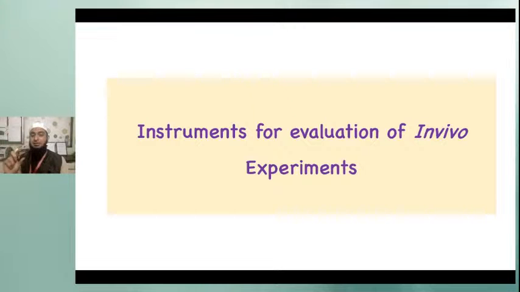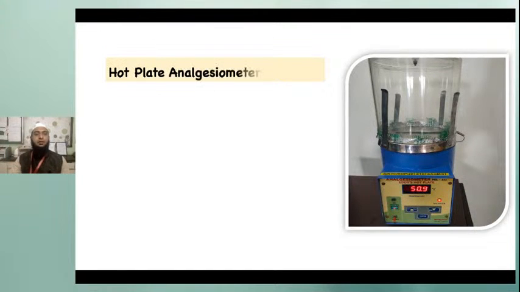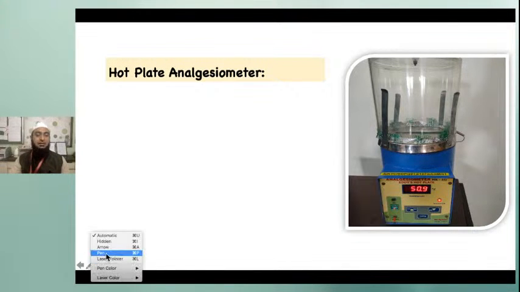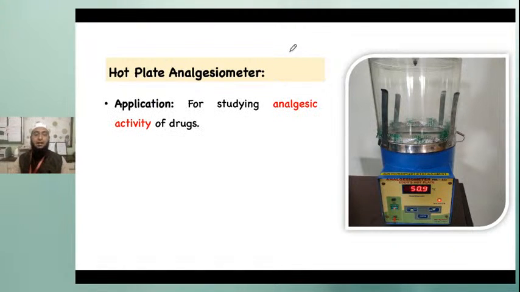So at a glance, you need to remember the name of the instrument, what is its application, and tentatively you must remember which drug can be evaluated by using that particular instrument. So let's start with the first instrument, that is the hot plate analgesiometer. Now the name indicates that it is the analgesiometer. So what will be the application? The application of analgesiometer is for studying analgesic activity of the drug.